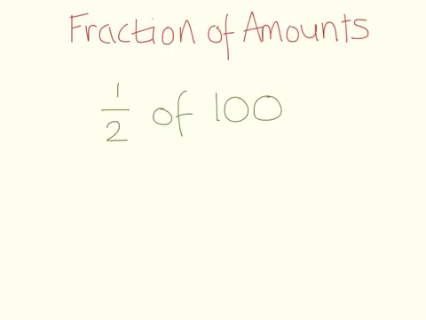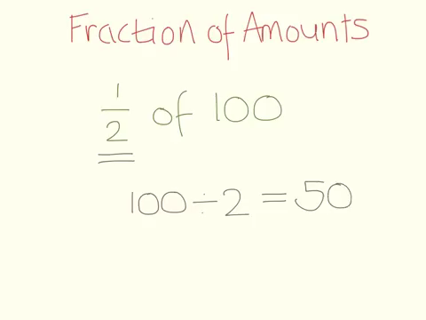Sometimes you are actually finding a fraction of an amount. For example, in this question it says, what is half of 100? Well, in this case, we know from the denominator that we need to divide into two equal pieces. So we are going to complete the sum 100 divided by 2. 100 divided by 2 is going to give us 50, because the numerator tells us that we only need one of those parts. Therefore 50 is half of 100.